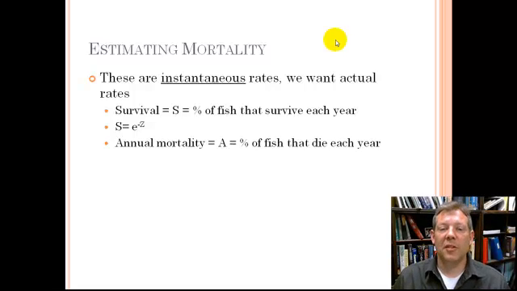Once we have S, then we can get A, which is annual mortality, which would be the opposite of survival, right? That's the percent of fish that die each year. And so if that's the opposite, the complement to it, then those two numbers are related in this manner. A equals 1 minus S. Pretty much straightforward, right? If 70% of the fish survive, then 30% of the fish die each year.